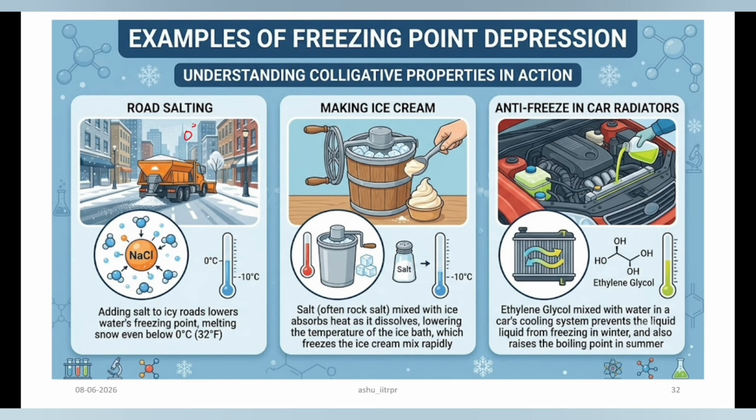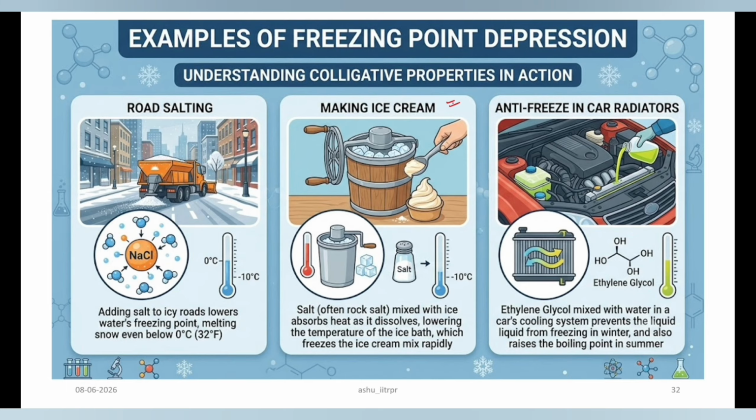Suppose the temperature in Ladakh is 0 degrees Celsius or even lower than that. If it is 0 degrees Celsius, water will freeze immediately. If we are spreading salt on the roads, what will happen? There will be a depression in freezing point. That means now this ice will melt at somewhere around minus 20 degrees Celsius. So the formation of ice on the road will take a longer time, and we can prevent icing of the road.